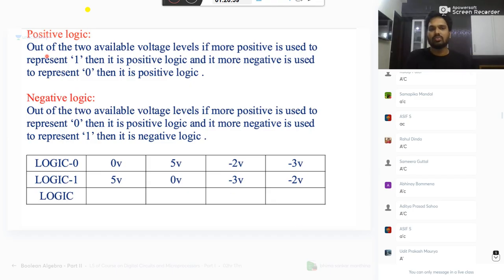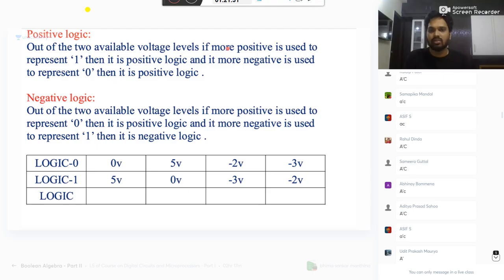Positive logic. In your computer, how you are representing ones and zeros to your memory IC or CPU, you are representing ones and zeros with two voltage levels. It may be 5 volts, 0 volts, any two different voltage levels. The computer will understand one voltage level as 1, another voltage level as 0. So when one particular voltage comes, it will do one job, another voltage, it will do another job, like 5 volts and ground. It depends on the logic family.